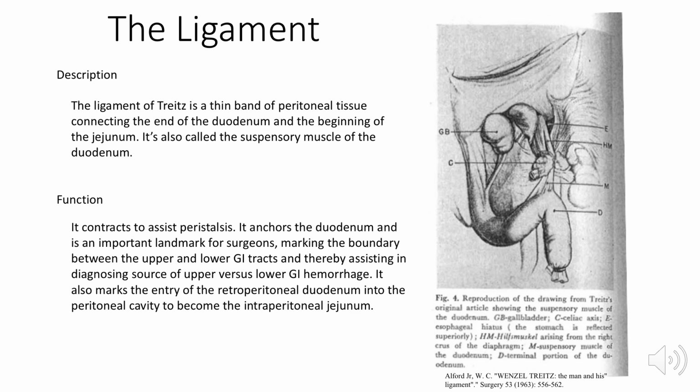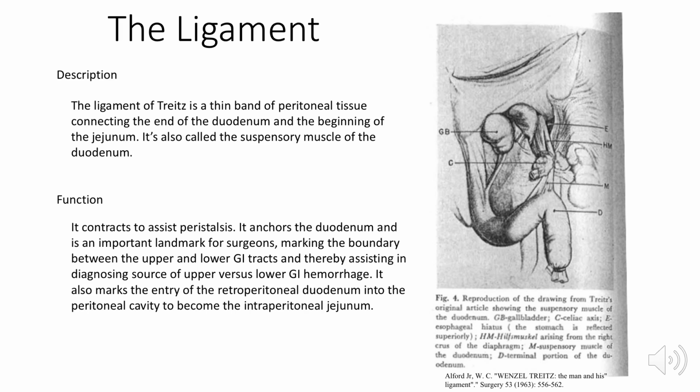The ligament of Treitz itself is a thin band of tissue that rises from the diaphragm, and it's initially skeletal or voluntary muscle, then there's cartilaginous tissue, and then there's smooth or involuntary muscle that actually inserts onto the junction of the duodenum and the jejunum. And as such, it helps in peristalsis. It's also called a suspensory muscle of the duodenum or ligament.